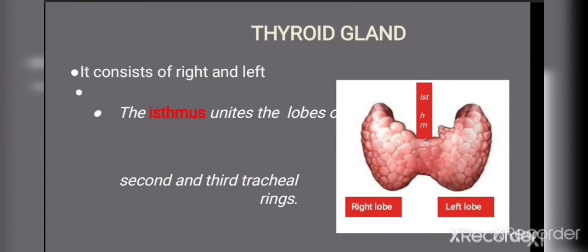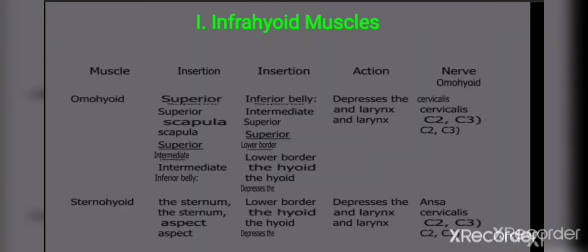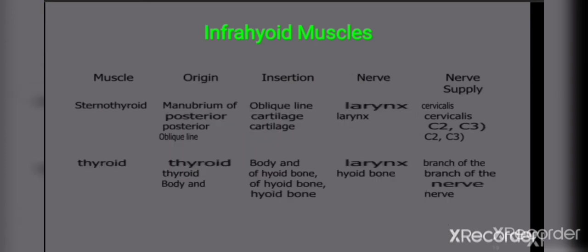Thyroid gland consists of two lobes, right and left lobes, and these lobes are connected with the help of the isthmus. And this isthmus lies in front of the second and third tracheal rings. Now the infrahyoid muscles are the omohyoid, sternothyroid, sternohyoid. These are the infrahyoid muscles. Here we have given the attachments of these infrahyoid muscles. These are to be written if there is a short note on the muscular triangle, or we can say the anterior triangle. So these are the attachments of these infrahyoid muscles.